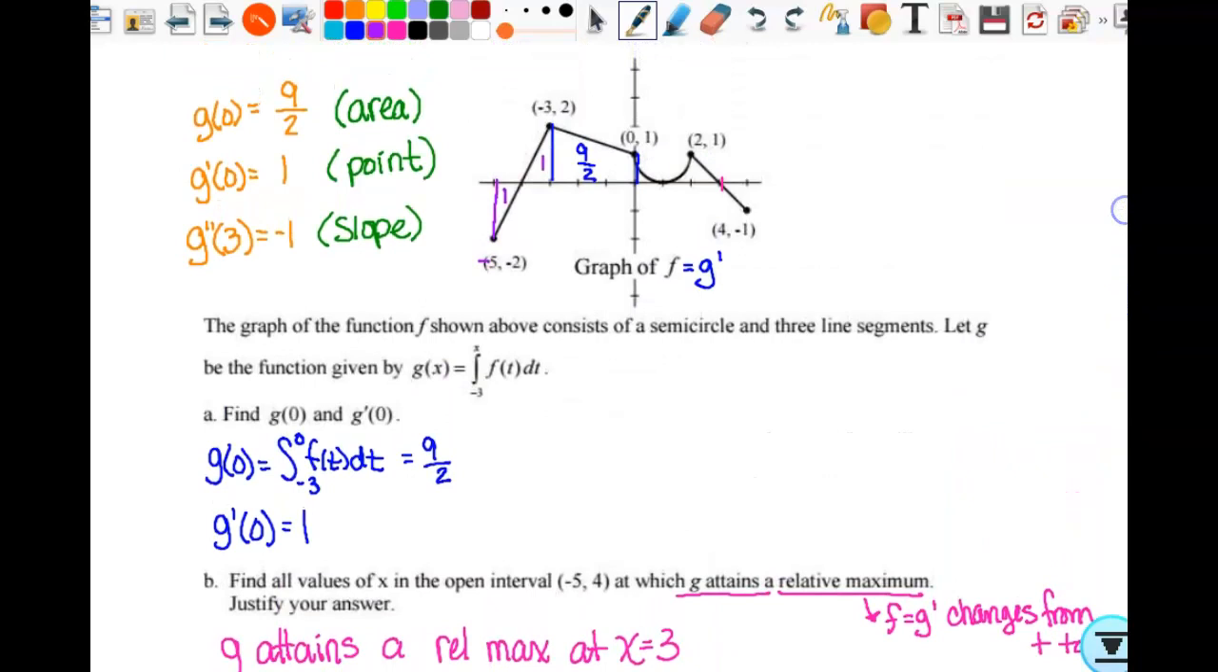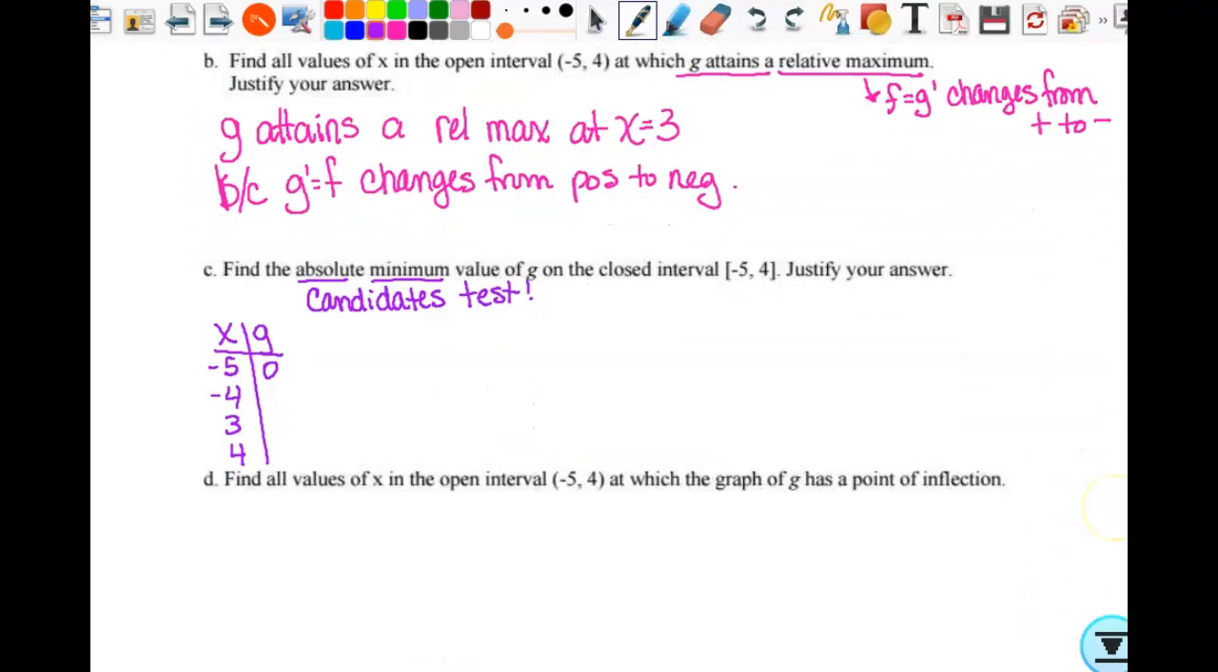Then G of negative 4. So negative 4 is going right here. So I'm going from negative 3 to negative 4. What's that value going to be? Close. Negative 1. I'm going to the left. So the area is 1, and it's a positive 1 for that area, but I'm going to the left, from right to left, so that I changed the sign on that, and that one is negative 1. Okay.